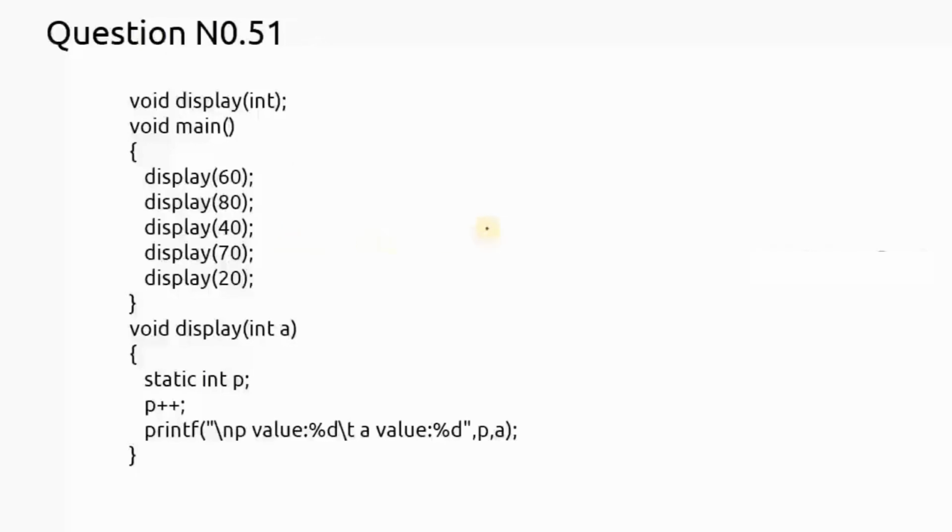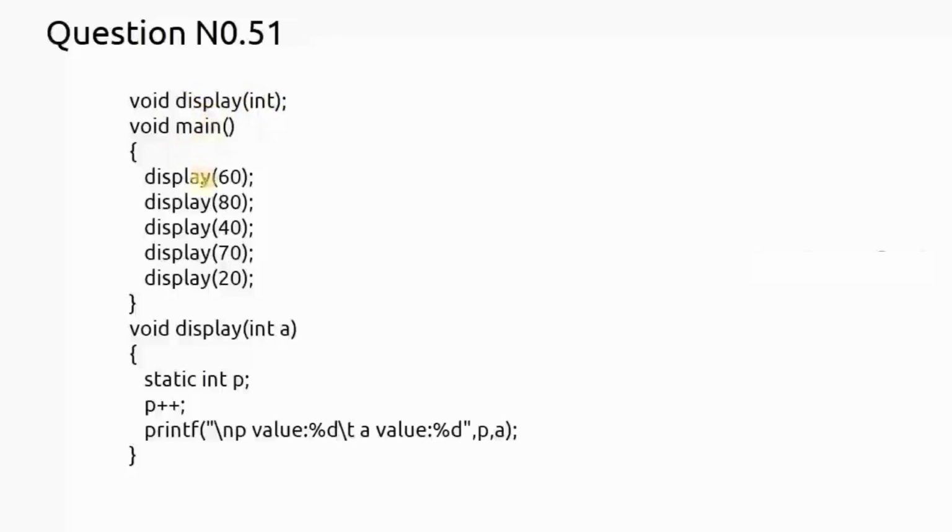One is auto, the second one is register, third one is static, and fourth one is extern. So now we are going with the static. When the variable is declared as static, how will the execution differ? We'll see here. Initially I have given one function prototype here. We call it a function declaration. The function name is display.